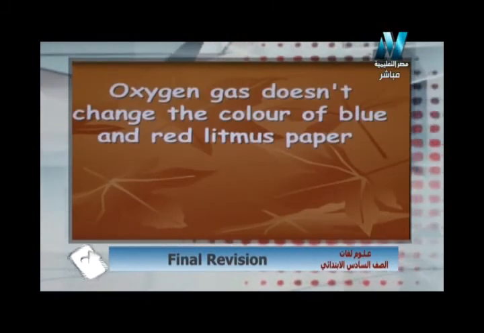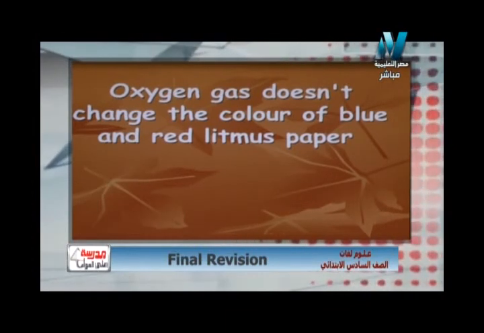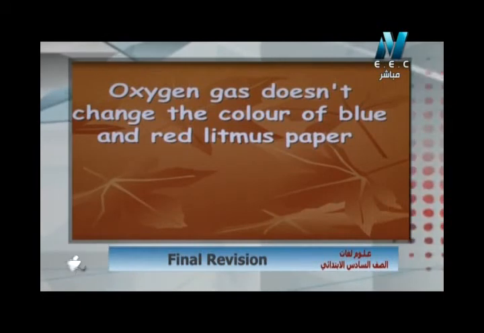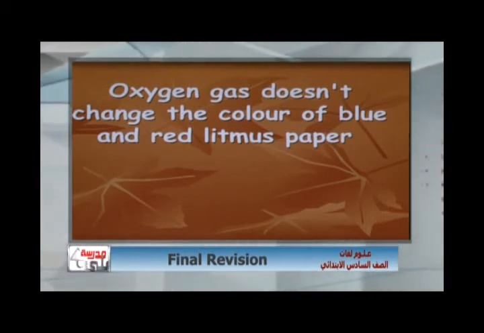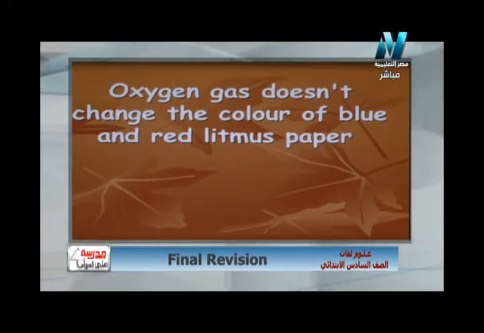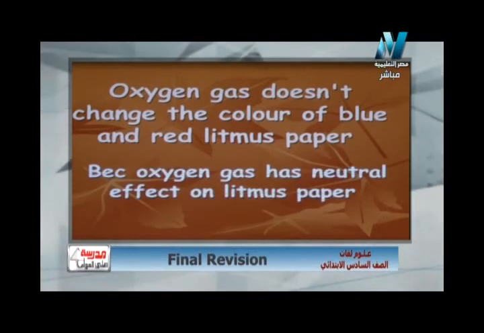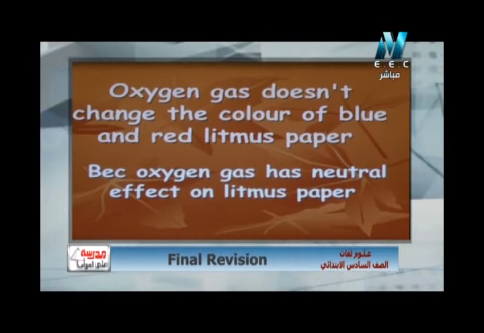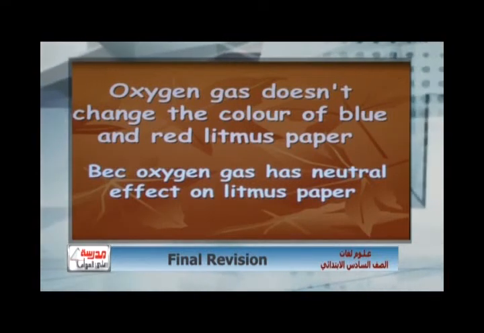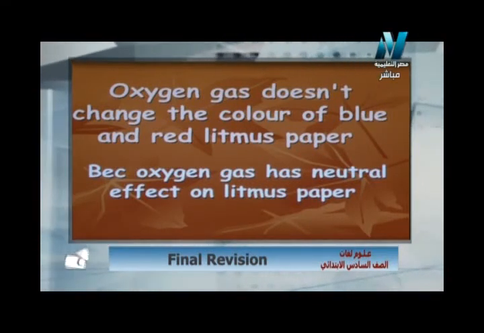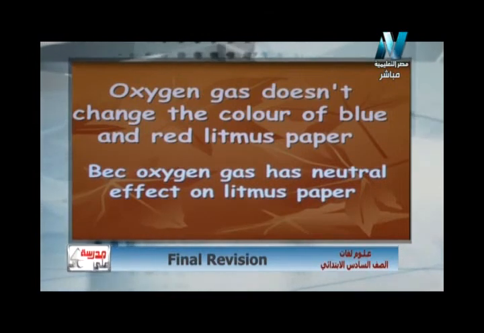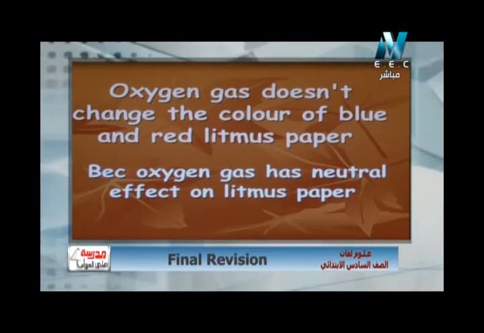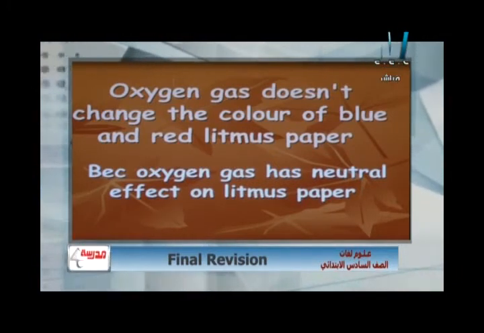Another question. Oxygen doesn't change the color of blue and red litmus paper. يعني الأكسجين ما بيأثرش على ورق عباد الشمس litmus paper ولا البلو ولا كمان الريد. Why? Because oxygen gas has neutral effect on litmus paper. عنده تأثير متعادل على عباد الشمس، يعني ولا بيحمر الأزرق ولا بيزرق الأحمر، ما بيحولش أي حاجة منهم للتاني خالص. Doesn't change the blue to red or red to blue. Why? Because oxygen gas has neutral effect.